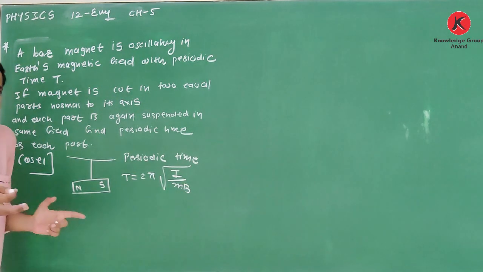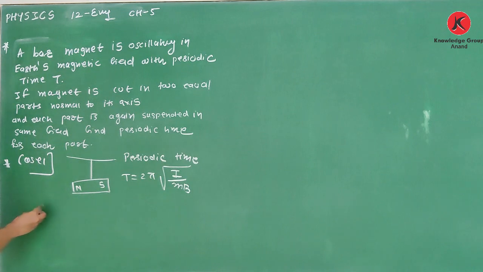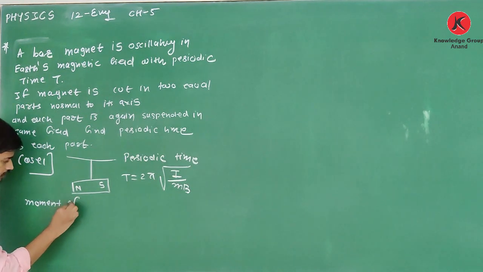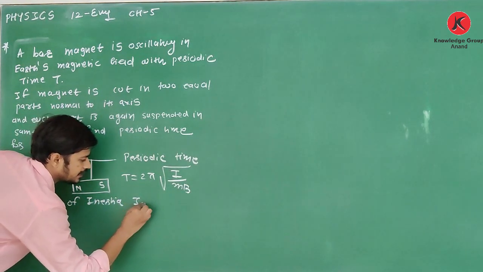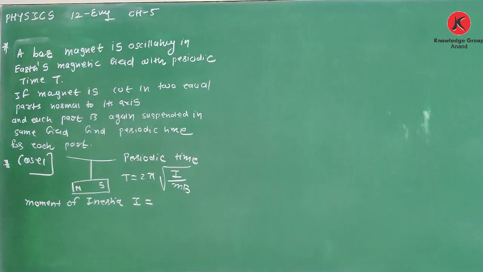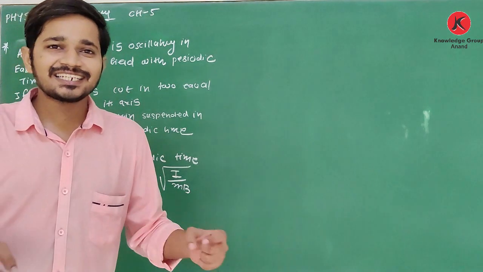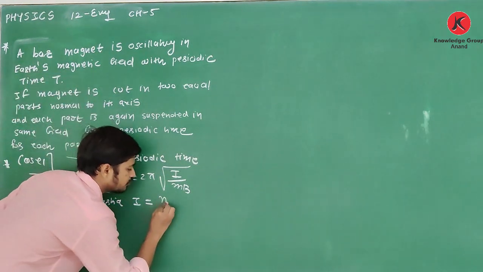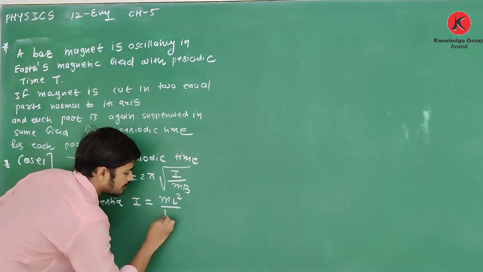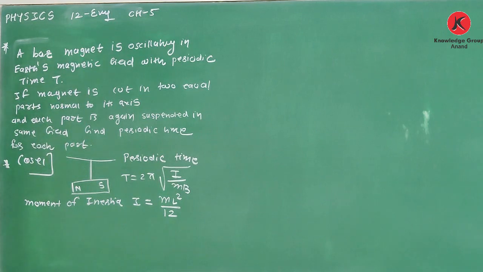Where 2π is fine. What is I? I is the moment of inertia. For a bar magnet, a rectangular slab, if you remember, the moment of inertia is ML² by 12.